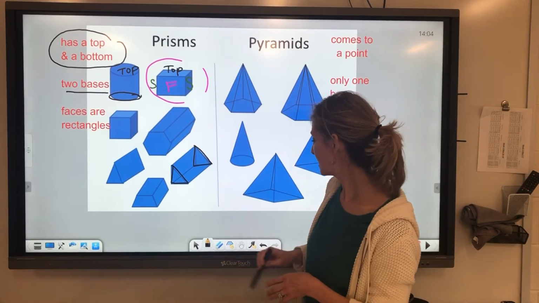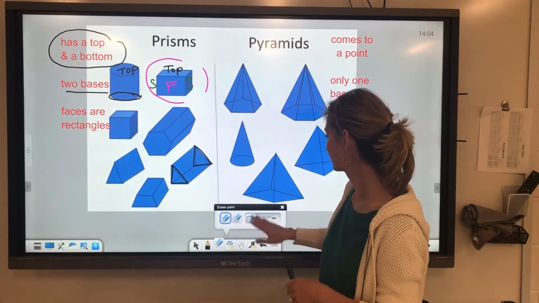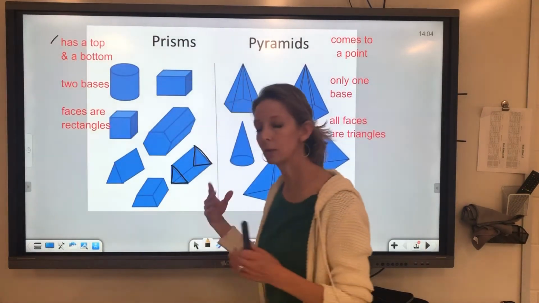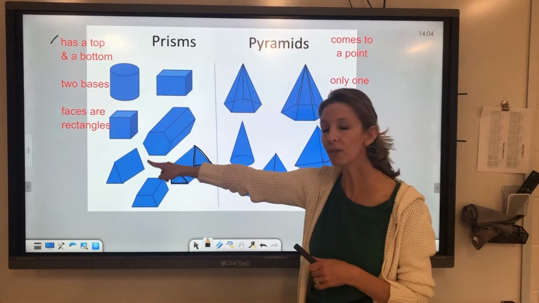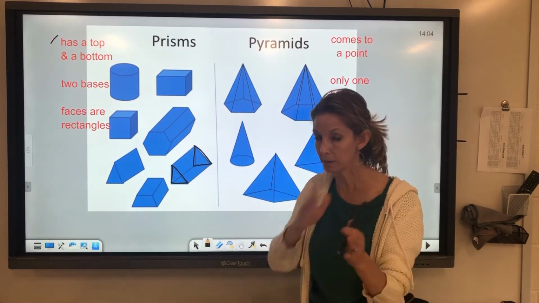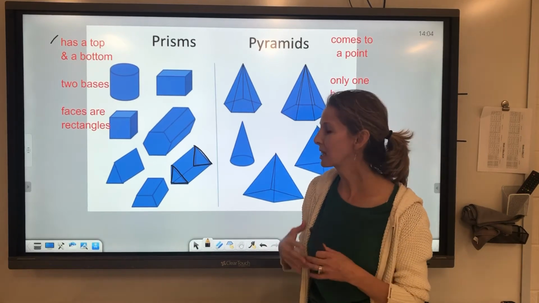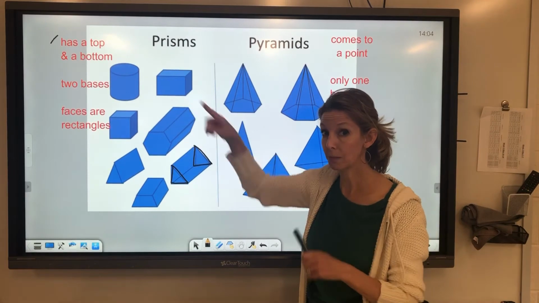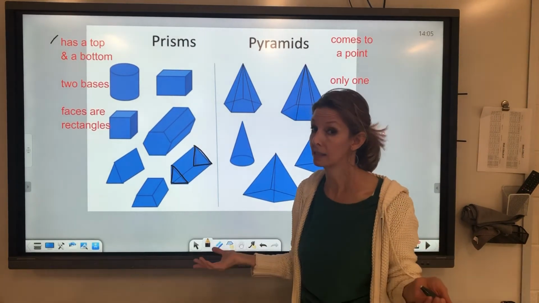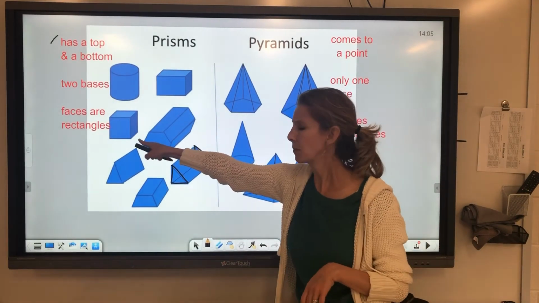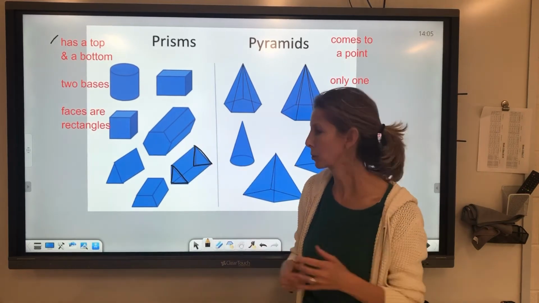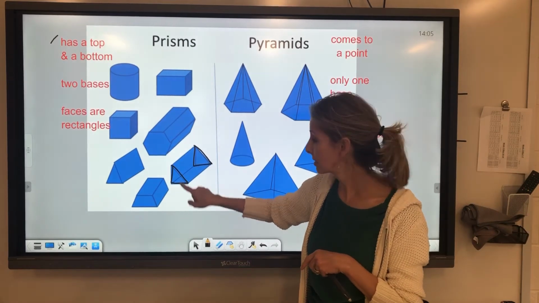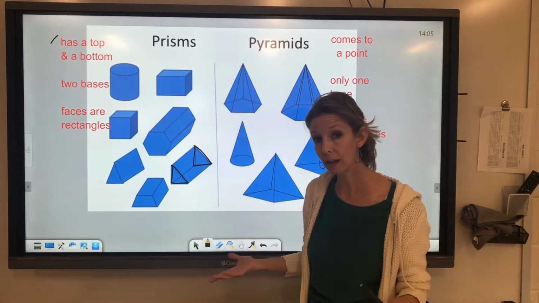Now, one of the other things that I have written up here as a characteristic for all prisms is that all the faces, I'm not talking the tops and the bottoms, but all the other parts, all the other sides are rectangles. Pretty easy to tell that on a rectangular prism. If I were to unfold this, it would be made of 6 different rectangles. Same thing with our cube, right? All rectangles, all squares. Our triangular prism, the bases are triangles, but all the other parts are rectangles.